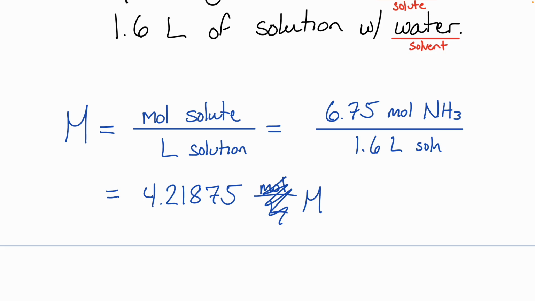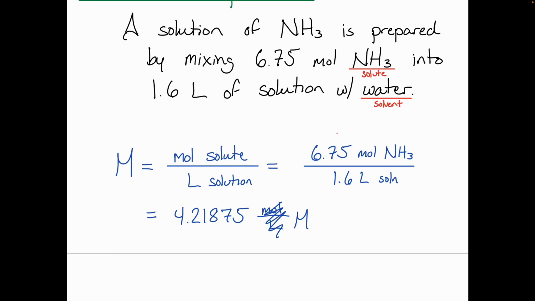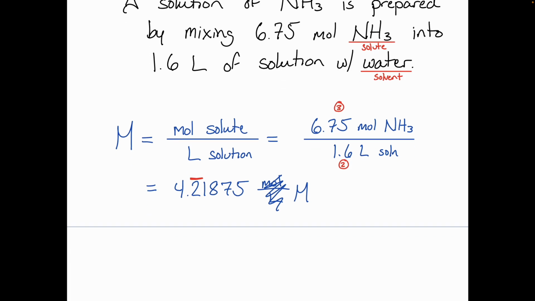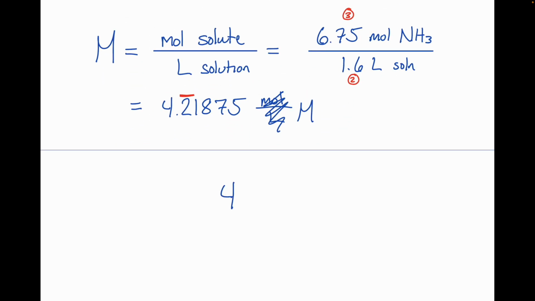Okay. Do I have to worry about sig figs with the concentration? Yes, absolutely. This is a measured value here, so we're going to be limited in our sig figs by our input. We had 3 sig figs in our moles and 2 in our volume, so I'm going to round this off to 2 sig figs here. All right. So 4.2 capital M is our concentration here.